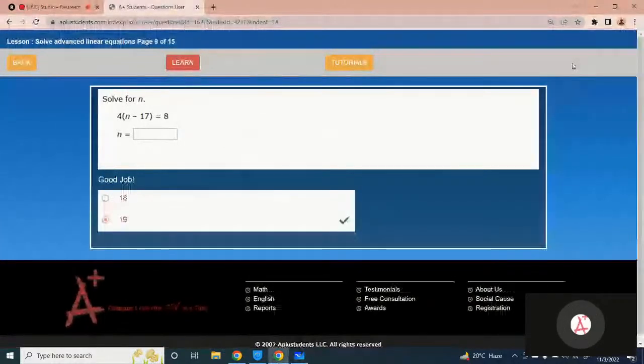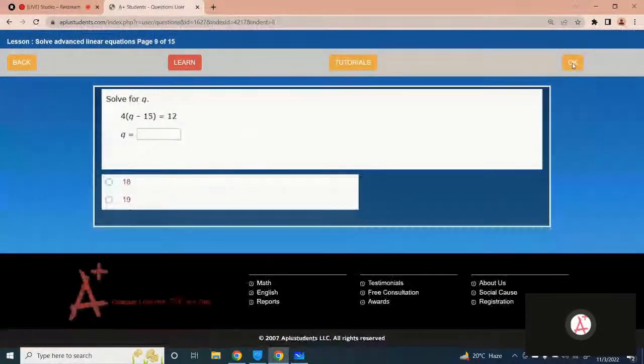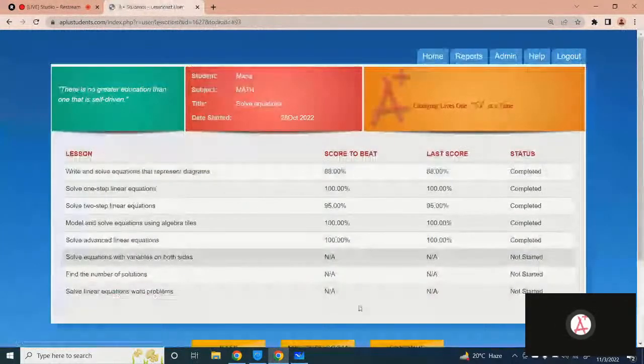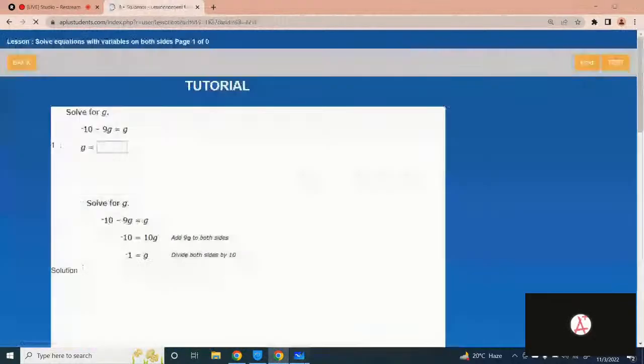Okay, you can complete the test by yourself later today. I'm just moving on to the next topic, and the next topic is solve equations with variables on both sides. Let me write down the lesson name on the board first.